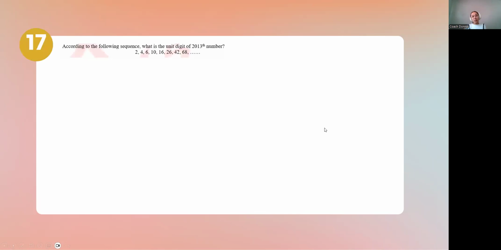Let's have number 17. So for number 17, according to the following sequence, what is the unit digit of the 2013th number? So notice that we have a 2460, and then a 6628. What's the pattern? The pattern is plus 2, plus 2, plus 4, plus 6.